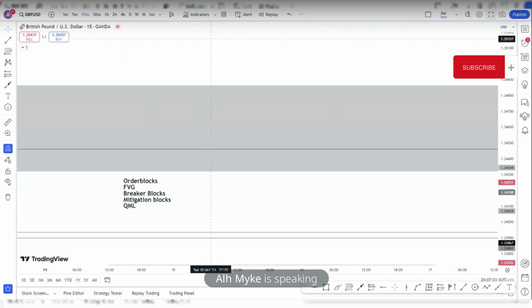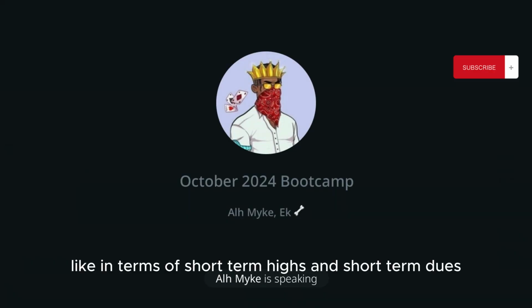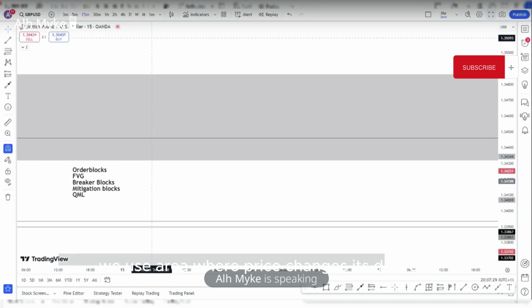Let's start with order block. Now, an order block, a textbook definition, would be the last bullish candle before a bearish break of structure, or the last bearish candle before a bullish break of structure. That is a textbook definition. But then there are limitations to it. In terms of short-term highs and short-term lows, like I said, you use the area where price changes its delivery for your order block. You don't use the last bullish or the last bearish candle for your order block in cases like that. I don't know if you guys are getting me.